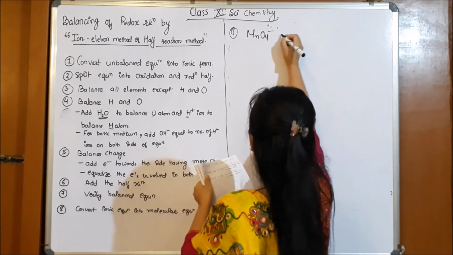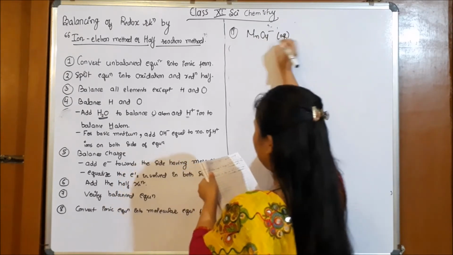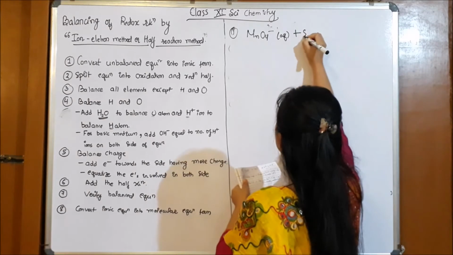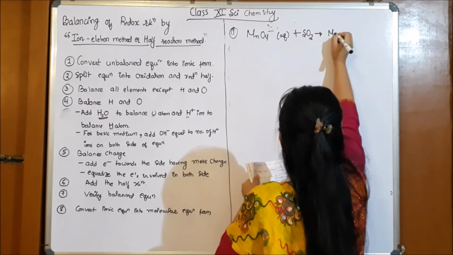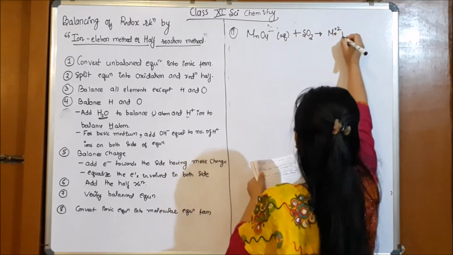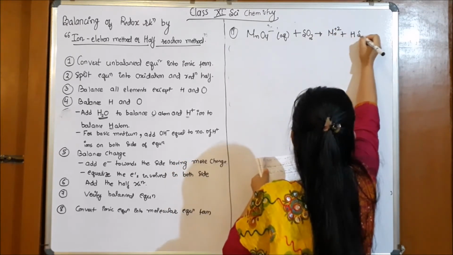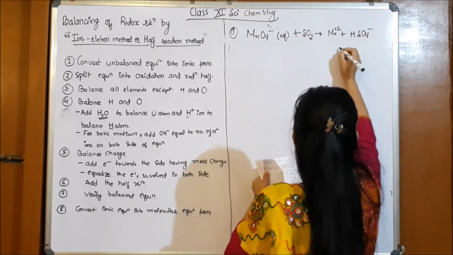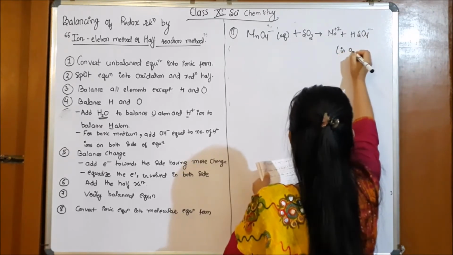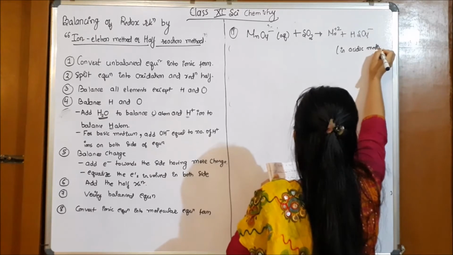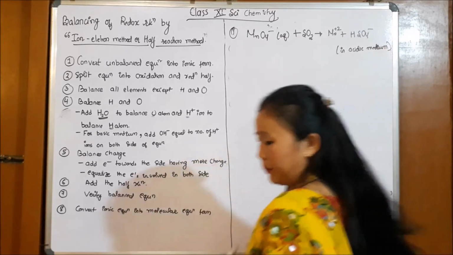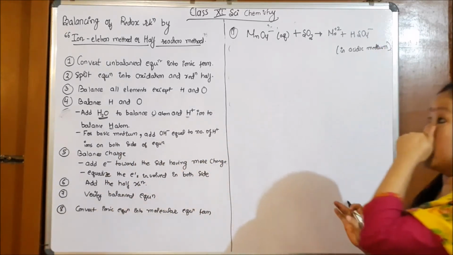MnO4, this is permanganate ion. Okay, it is reacting with sulfur dioxide. Manganese ion is produced, hydrogen sulfate ion is produced, and this reaction is taking place in acidic medium. Okay, so this is your first question.